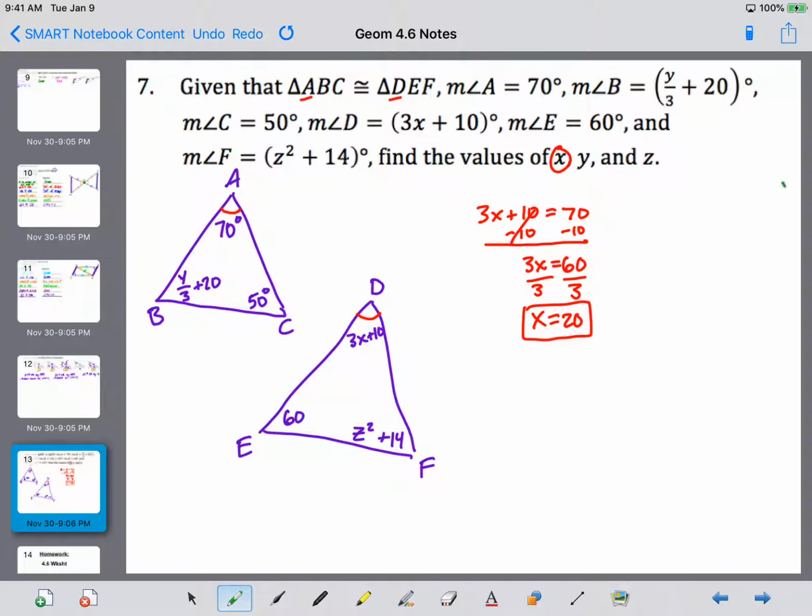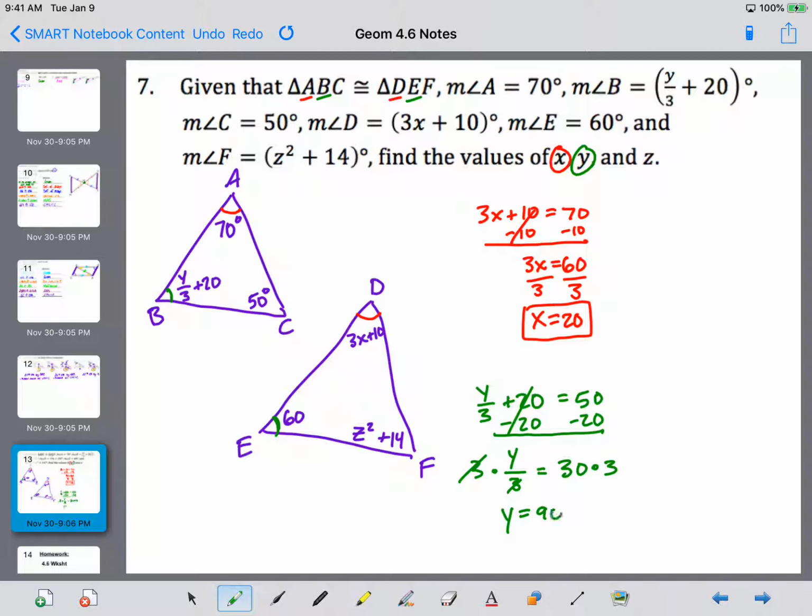Okay, now let's look at y. So here's angle B. The second letter matches with E, the second letter here. So we can say y divided by 3 plus 20 equals 50. So first, let's get rid of that 20 by subtracting it from both sides. So these cancel. We get y divided by 3 equals 30. So the opposite of dividing by 3 would be multiplying both sides by 3. And these will cancel, and we get y is 90.